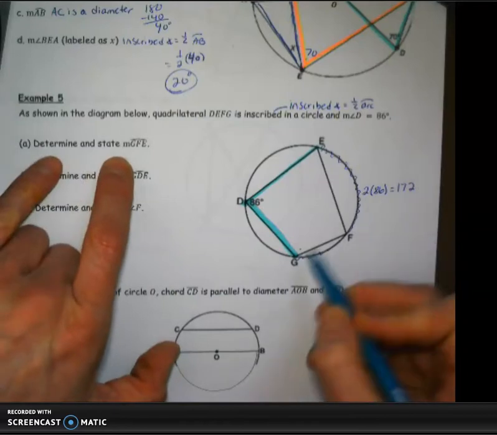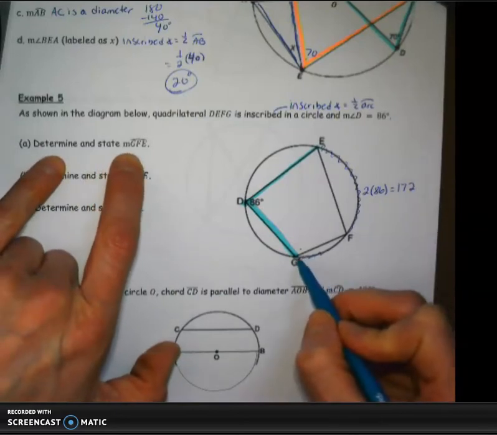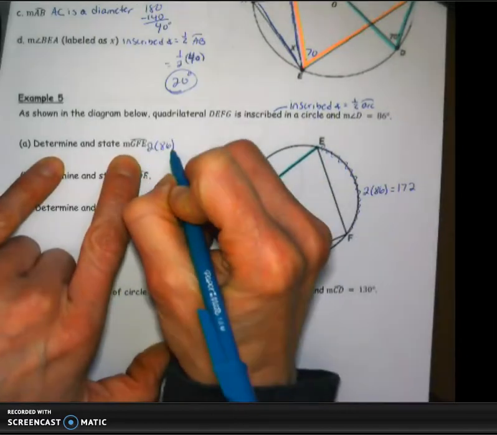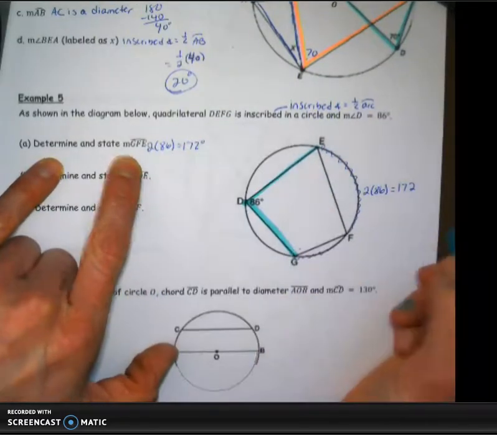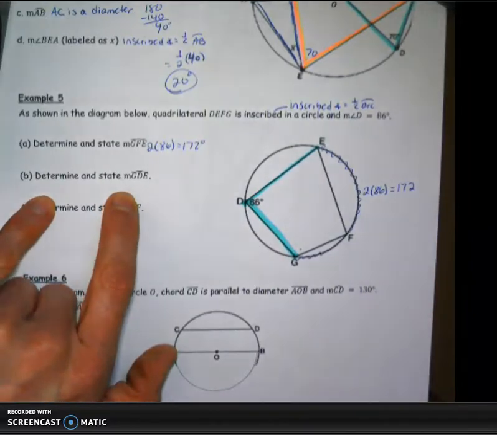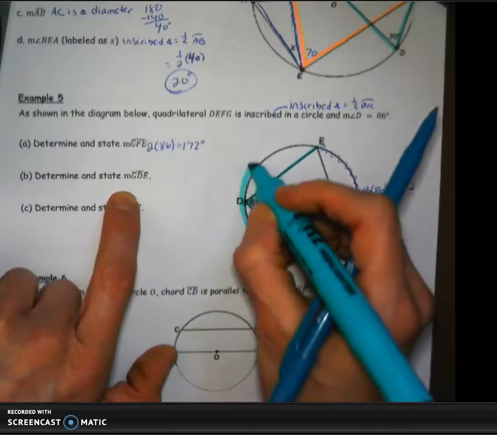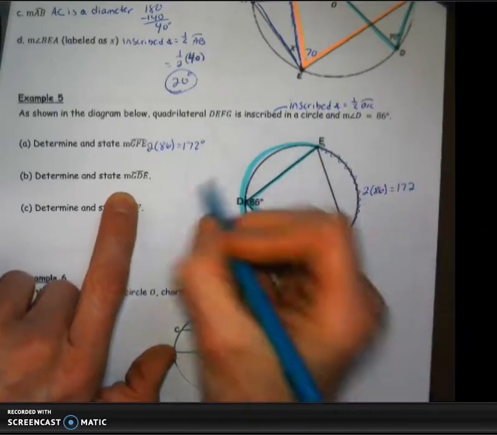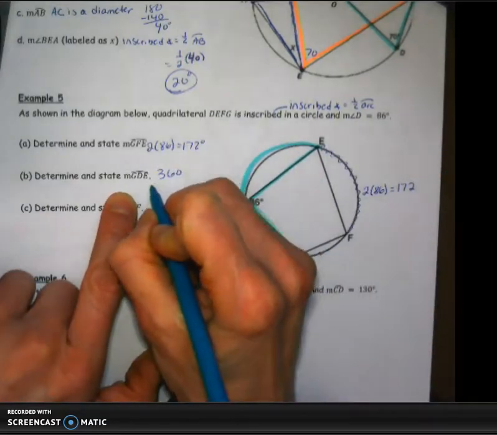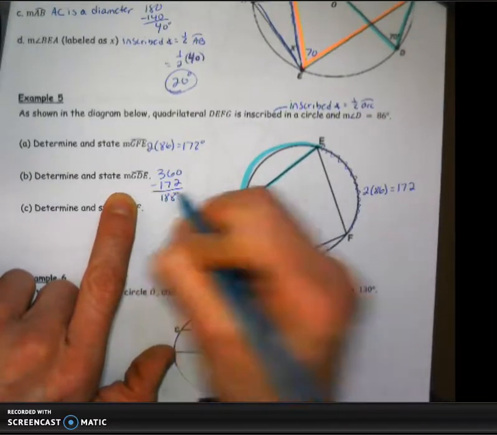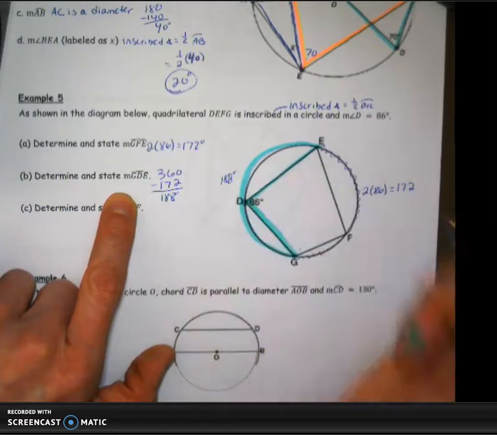So in part A, where it says determine and state the measure of arc GFE, it's going to be 2 times 86, which is 172 degrees. Now it says determine and state the measure of arc GDE, which is the rest of this circle. Well, guess what? There's 360 degrees in a full circle. So we're going to subtract out that 172, leaving us with 188 degrees.